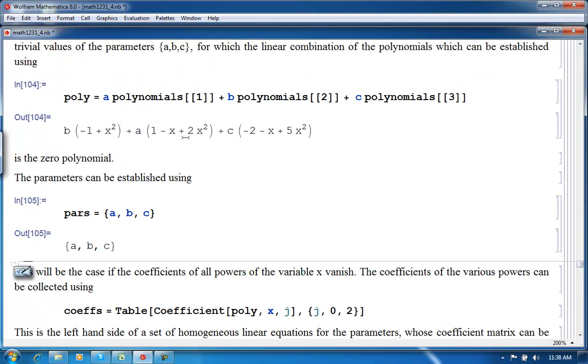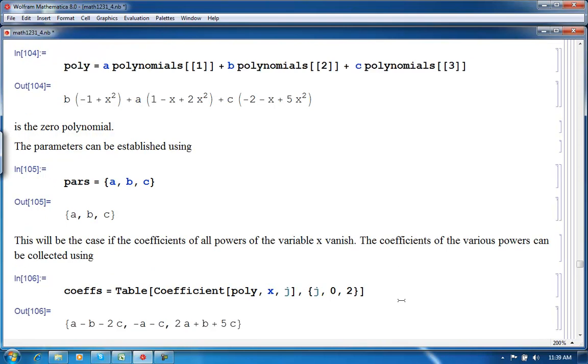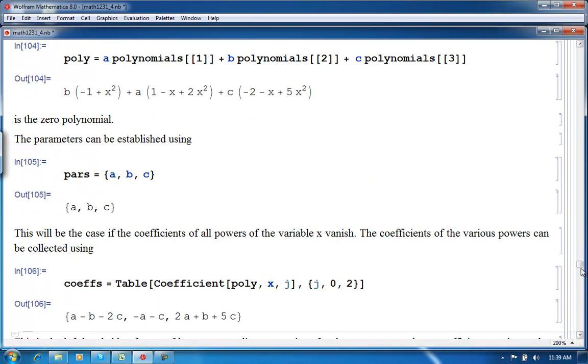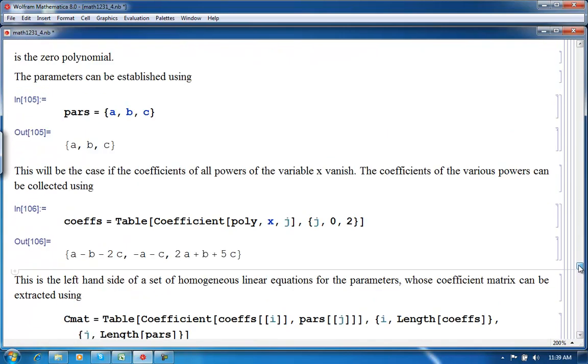and this will be the case if it will be the zero polynomial if all the coefficients of powers of x in this expression are zero. So we can extract those coefficients using this. And they are the left-hand sides of three homogeneous linear equations for the three parameters.